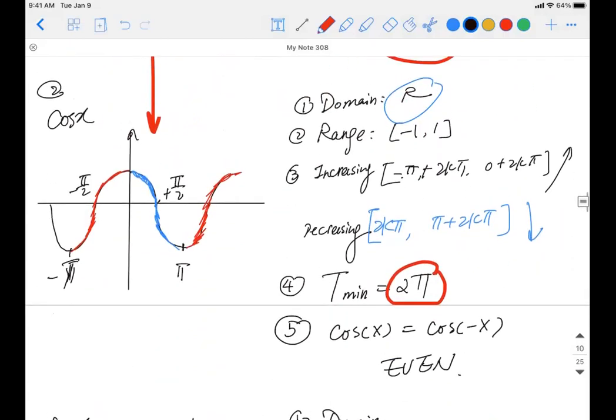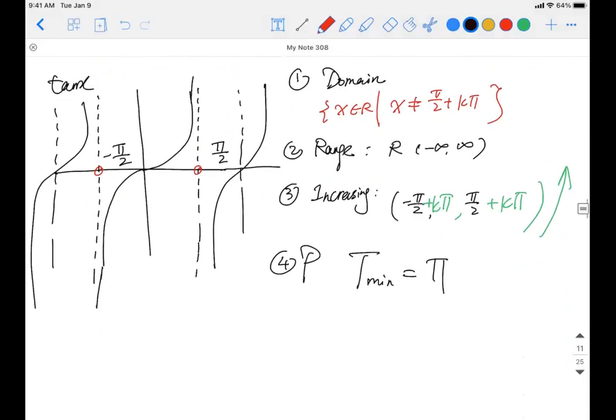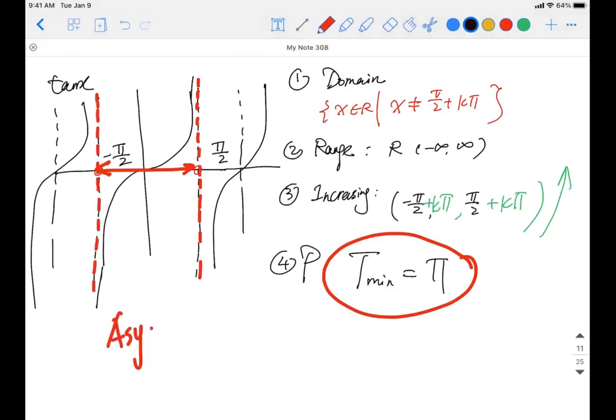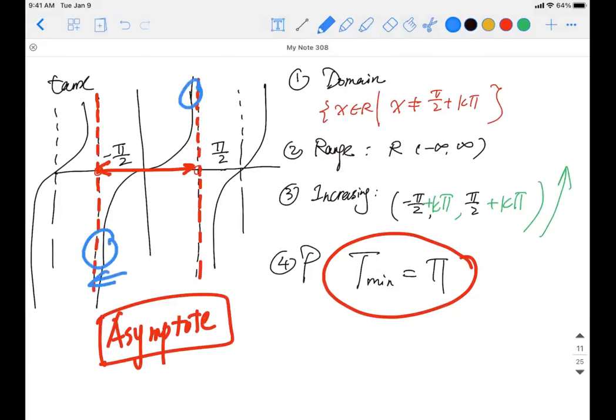However, tangent x is a little bit different. Tangent x has its period actually pi. So this is one period of your tangent x. And also these lines here, I write out here, these are asymptotes. An asymptote of your tangent x is a line that tangent x can be very close to, but it will never touch it. Very close, but never touch it. So this is the asymptote.